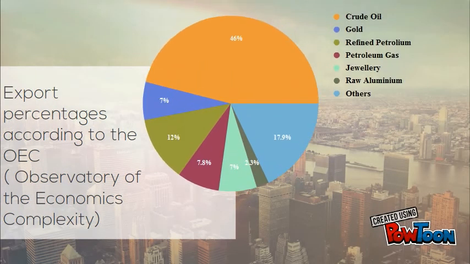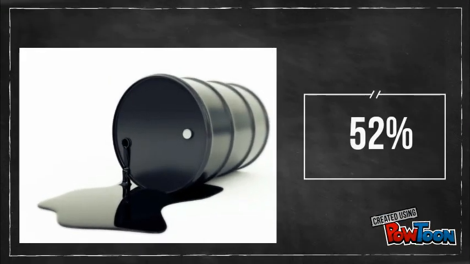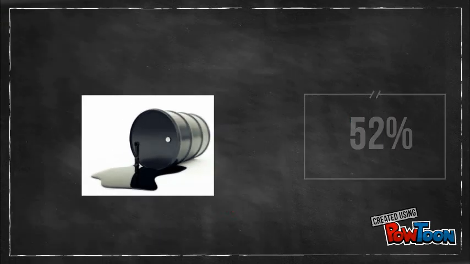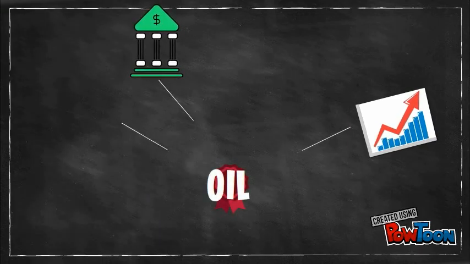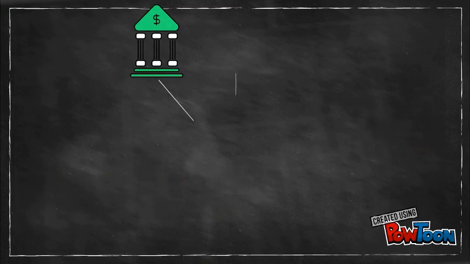According to the export percentages with the OEC, the Observatory of Economic Complexity, there is a mineral majority in exportation, which includes crude oil, gold, refined petroleum, petroleum gas, jewelry and raw aluminium in the top level. As we can see on the previous percentages, oil occupies 52% of the exportation, which is a tool and a benefit for the country's growth and development.